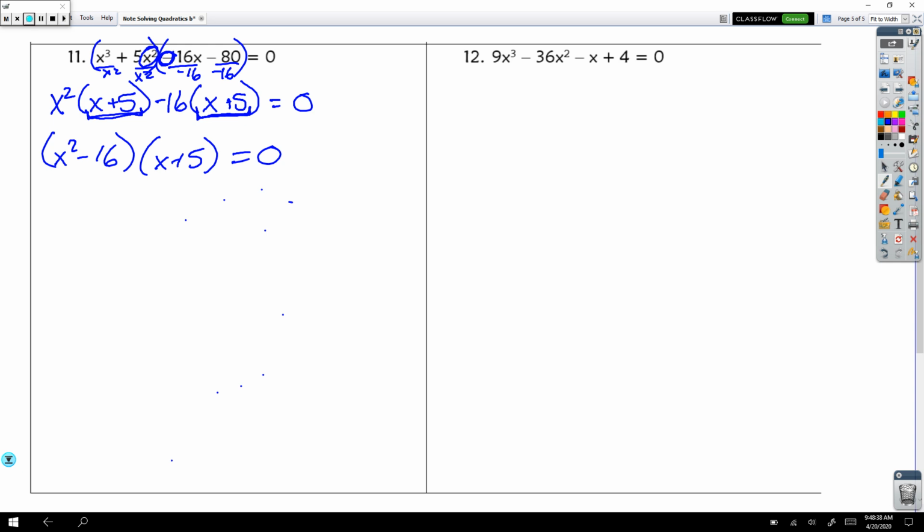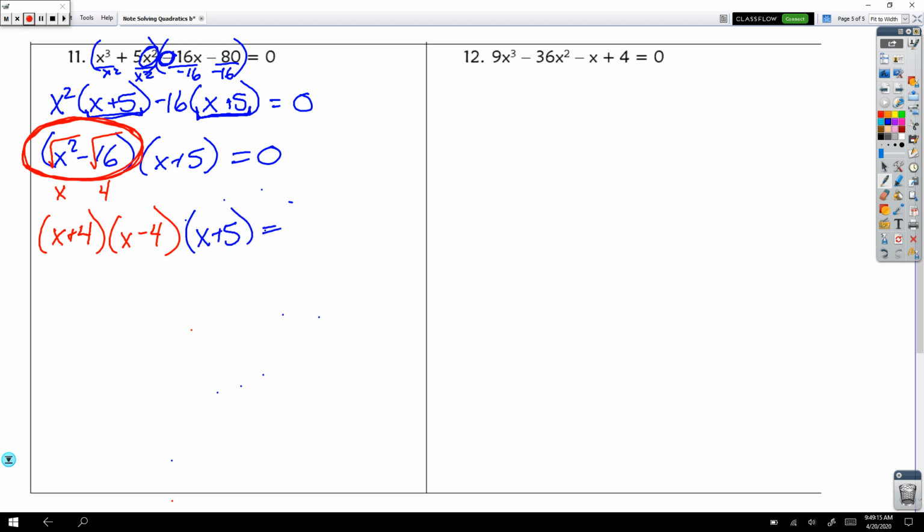Now, when I look, I notice that I still have a quadratic here. Okay, when that's the case, we want to see if I can keep factoring. I have 2 terms, so I want to think difference of squares or sum and difference of cubes. In this case, it's squares, right? X squared is a perfect square, and 16 is a perfect square. If I square root both of those, I would get x and 4. So, factoring that piece, I would have x plus 4, x minus 4, and then the x plus 5 from before.